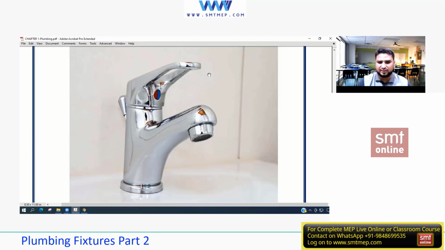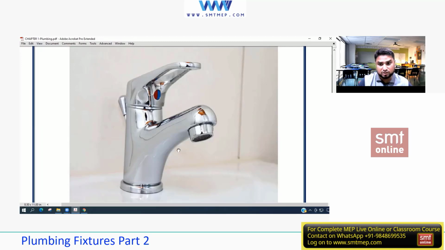If I tilt this completely right, I'll be getting only cold. If I tilt completely to the left, I'll be getting completely hot. If I adjust it in between, as per what I need, I can adjust the temperature of the water and use it. And this is a strainer over here, which can be cleaned manually.